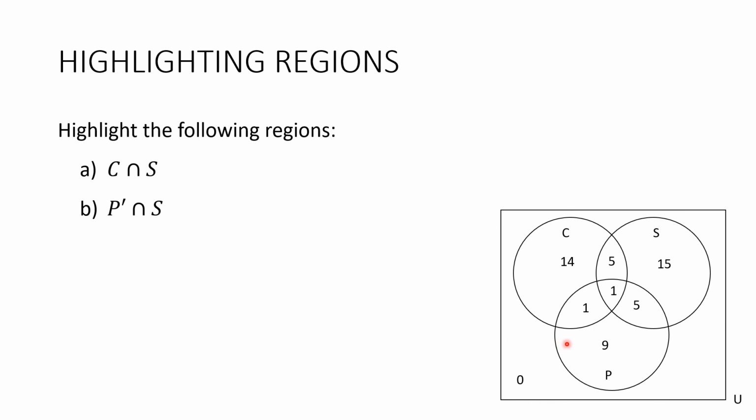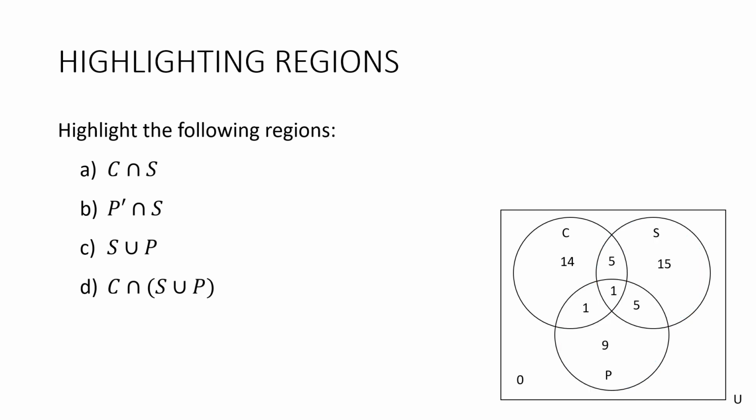How about not P, intersection S? So in this case, we want the intersection between S and everything outside of P. So it's actually this. So let's just have a quick look at that. So everything in S that is not in P. Does that make sense? And how about this one? S union P. Everything in S and everything in P. Here it is here.